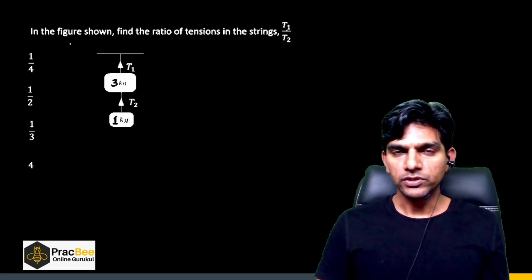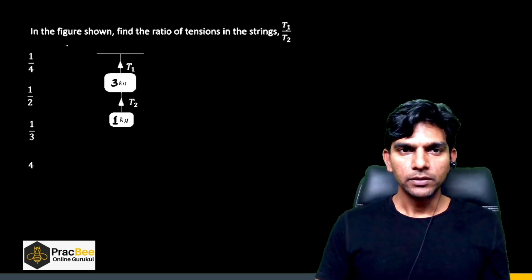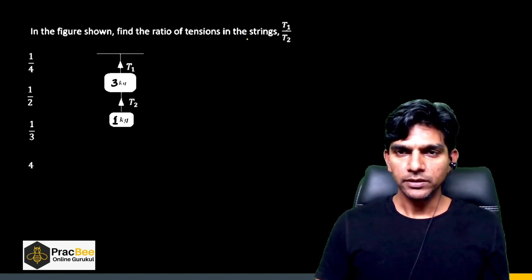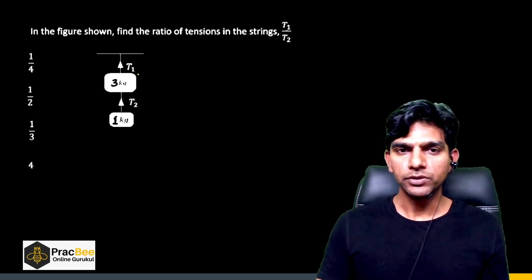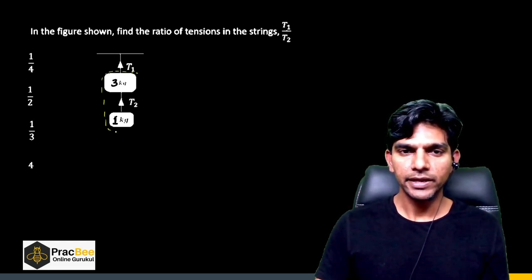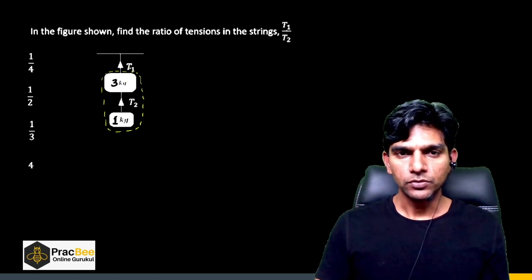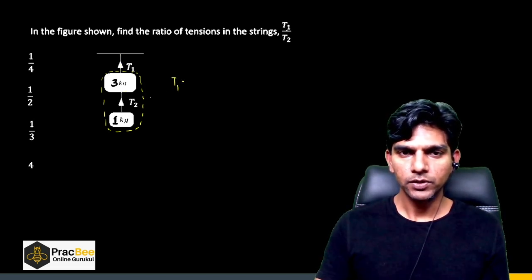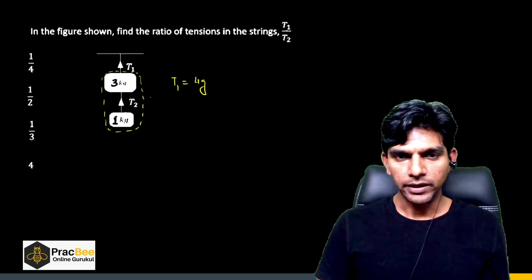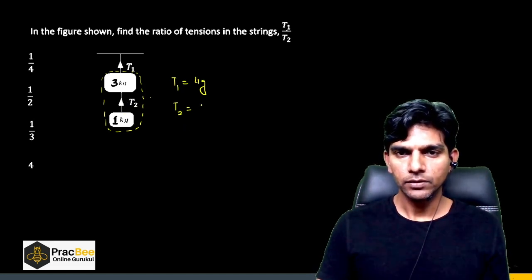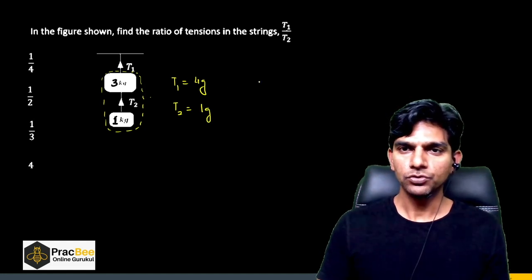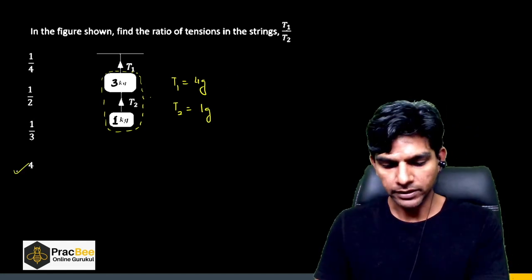Next question is from Newton's laws and it is from equilibrium. Find the ratio of tensions in the strings. So how to find the tension in the string? We have to find the weight which is hanging from that particular string, right? Below the string T1, the weight is 4 kg, so T1 will be 4g, and below T2 the weight is 1 kilogram, so T2 will be 1g. So the ratio will be 4:1. So option 4 is the right answer.